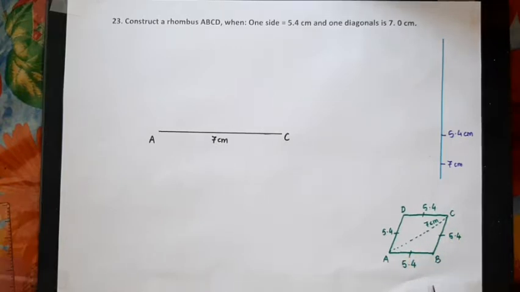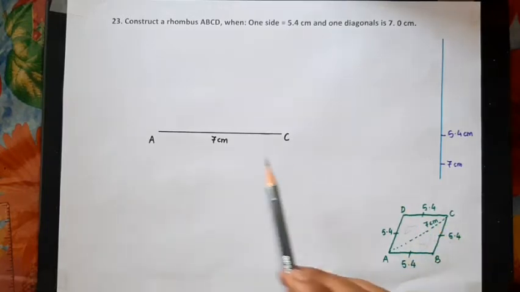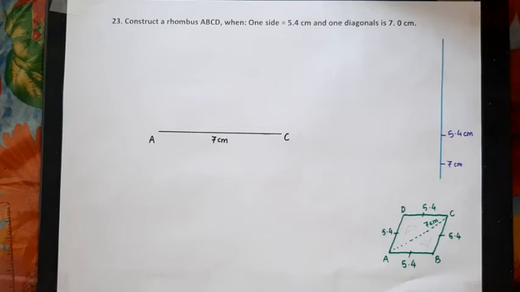Okay, now if you compare this problem with the first construction, both are same because all the four sides are given and one of the diagonal is given. So whenever diagonal is given, we see that there are two triangles being formed, right? So we know that this is the side common to both the triangles, that is 7 centimeter. So that's why I have drawn 7 centimeter first.